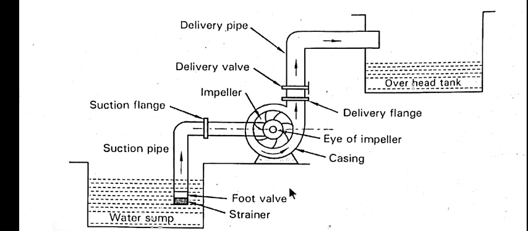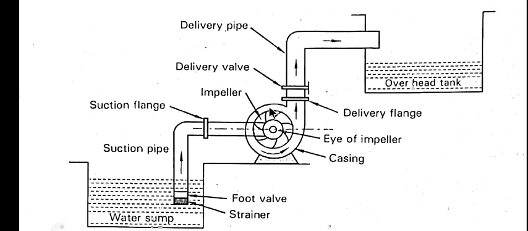Now we will study about the centrifugal pump. The centrifugal pump is also called as impeller pump. Before we start studying about the working of a centrifugal pump, we should know the different parts of centrifugal pump. The first one is a impeller. This is a impeller. Impeller is the rotating part of the pump.